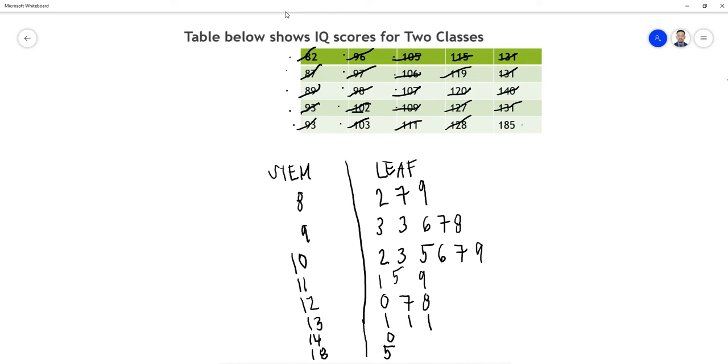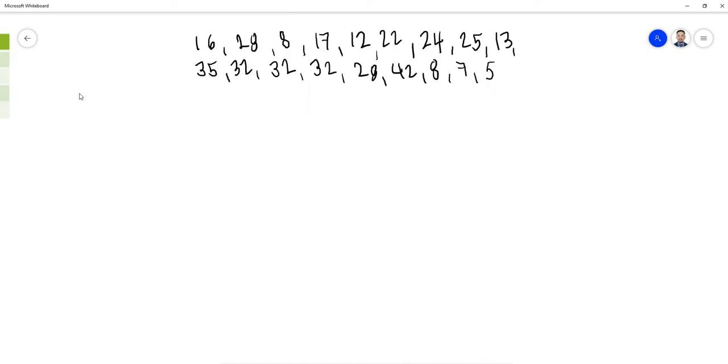To know if it is correct, count the number of digits in the leaf portion. It must be 25 samples. So 1, 2, 3, 4, 5, 6, 7, 8, 9, 10, 11, 12, 13, 14, 15, 16, 17, 18, 19, 20, 21, 22, 23, 24, 25. This is correct.